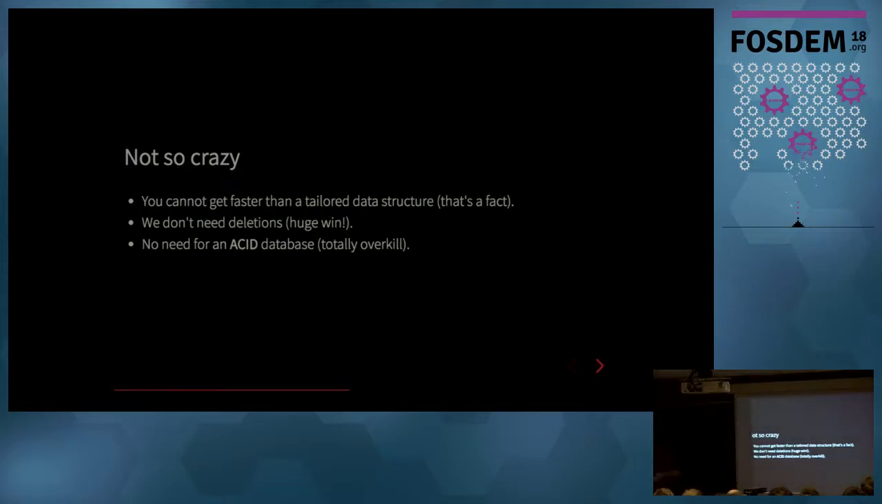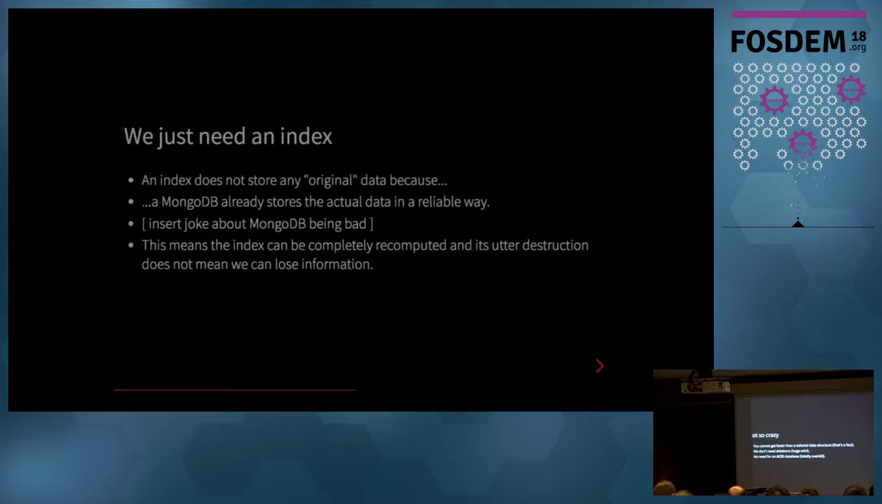Why? Because you cannot get faster than a tailored data structure. It's just a fact. We don't need deletions, which is a huge win because a lot of the complexity of custom structures is always related to deletions. And we don't need an ACID database. For us, it's totally overkill. So we just need an index, but a custom one.